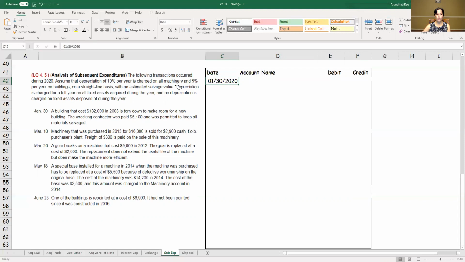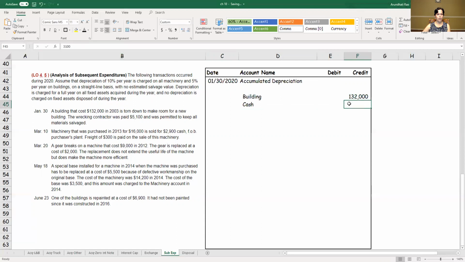They charge us 5% on buildings. So 5% per year from 2003 all the way through 2019, because in 2020, I'm not going to charge any depreciation. So it's going to be accumulated depreciation debit, building credit, and cash credit. So which numbers do I know already? I know that building is 132,000. I know cash is 5,100 because that was given to me in the problem. The accumulated depreciation is 132,000 times 5% times 17, and that's going to give me $112,200. So again, 2003 to 2019, both years inclusive, that's a total of 17 years.